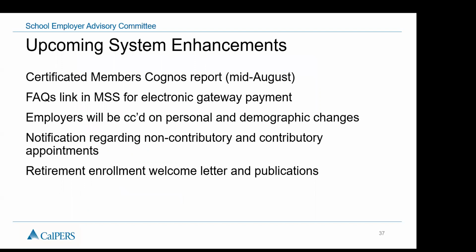So these are our upcoming system enhancements. We have a certificated members Cognos report. This is a brand new Cognos report that will help identify certificated members. The report will include the member's name, member's CalPERS ID, appointment effective date, appointment end date, appointment status, date appointment marked certificated, date appointment ended as certificated.